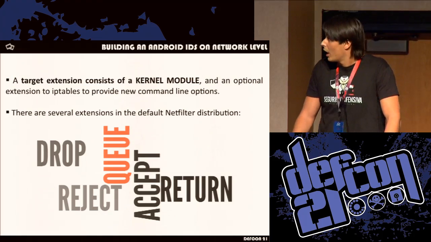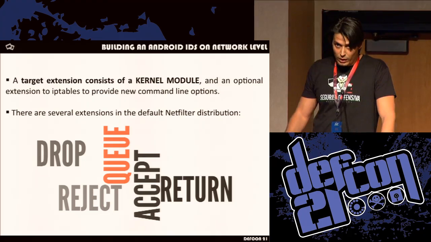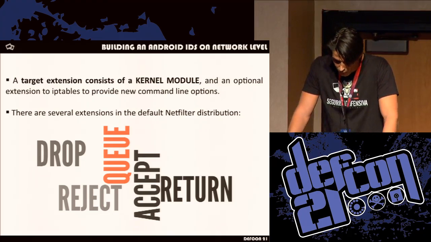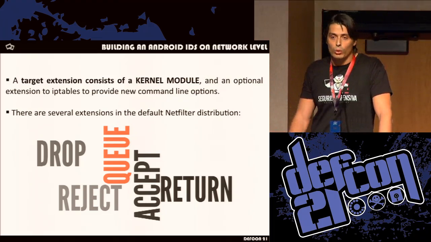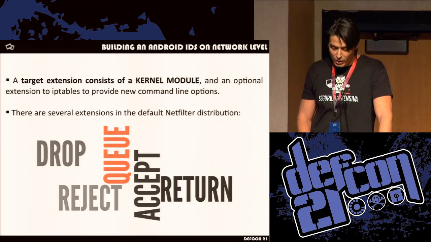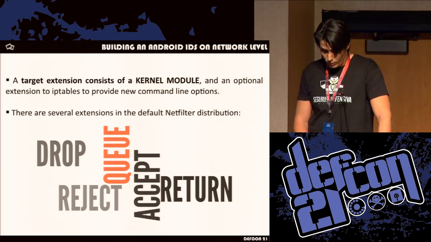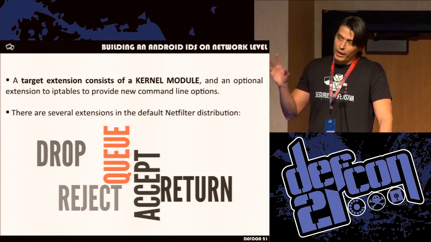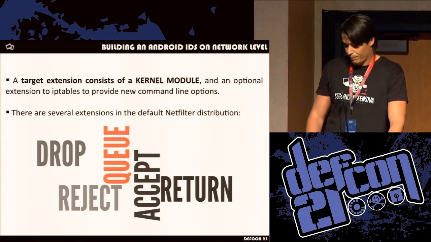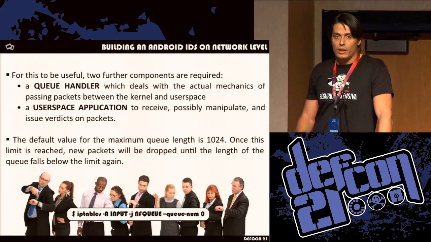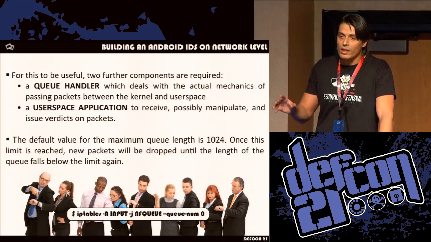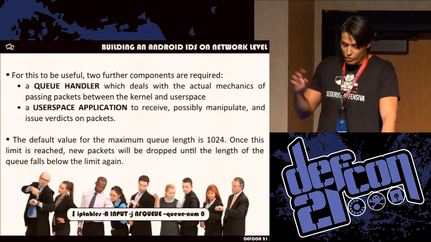So, as I told you, we have several targets for iptables. You can accept a packet, you can drop the packet, you can let the remote computer know that you have dropped the packet, but there is a special one called QUEUE. That means pass the packet from kernel space to user space. A little bit of theory: this QUEUE delegates the decision on packets from kernel space to user space.